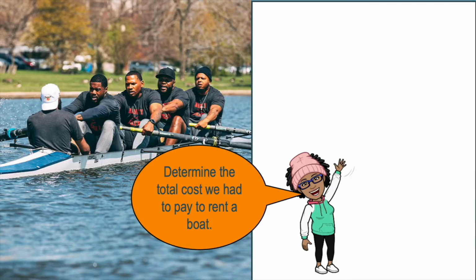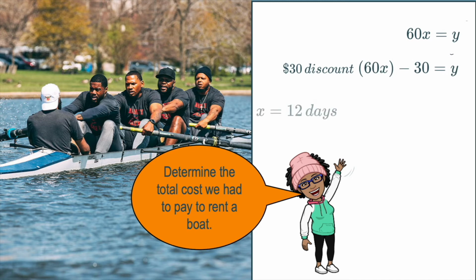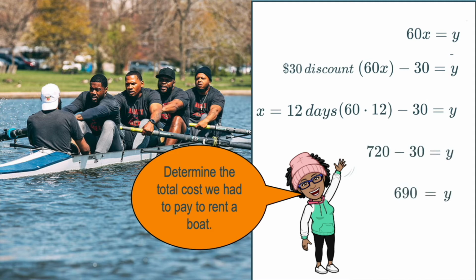Let's determine the total cost we had to pay to rent a boat. We wrote our equation and we deducted the $30 for our discount. We used substitution for the variable X for the number of days. We found the product of $60 per day times 12 days, which gave you a total of $720. Subtracting the discount, our total cost for renting the boat is $690.